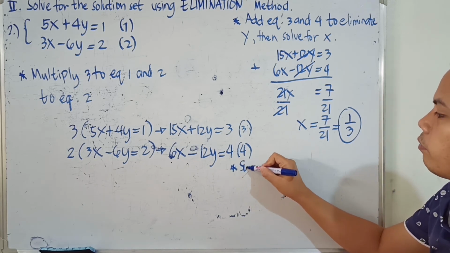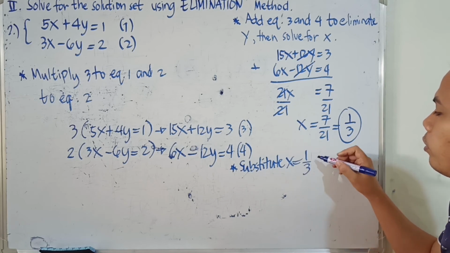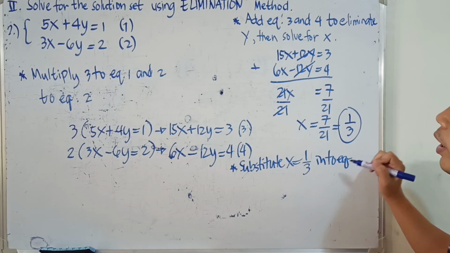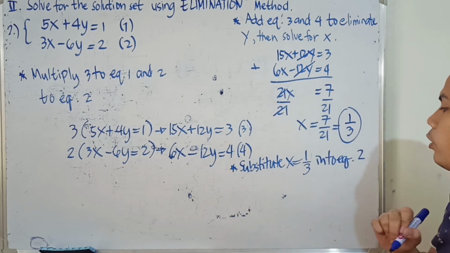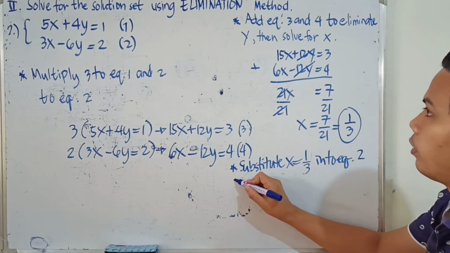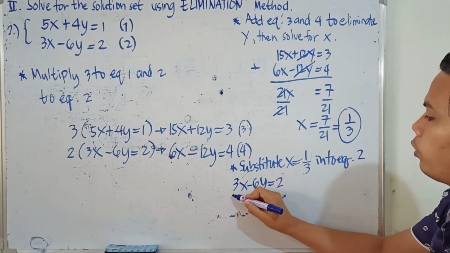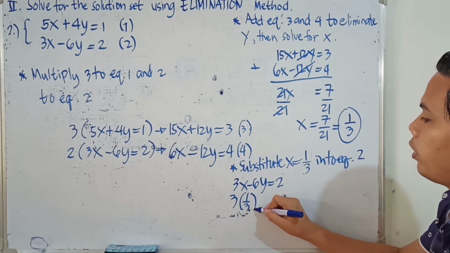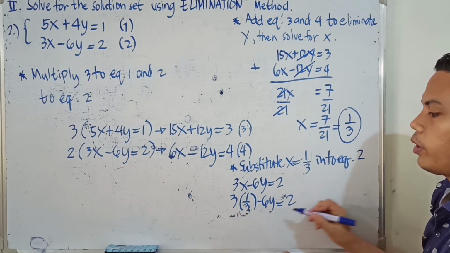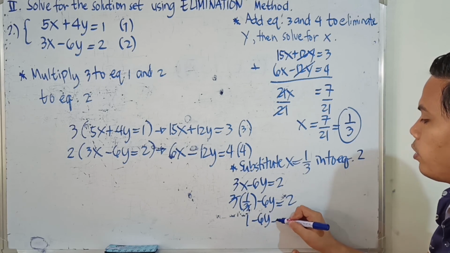Then, finally, substitute natin yung x na 1/3 into, depende na sa atin kung ano yung equation na gagamitin natin. So, we can have equation number 2 to solve for y. So, we have 3x minus 6y is equal to 2. 3 times 1/3 minus 6y is equal to 2. So, 3 times 1/3, we can cancel this one. 1 na lang yung natitira. Minus 6y is equal to 2.